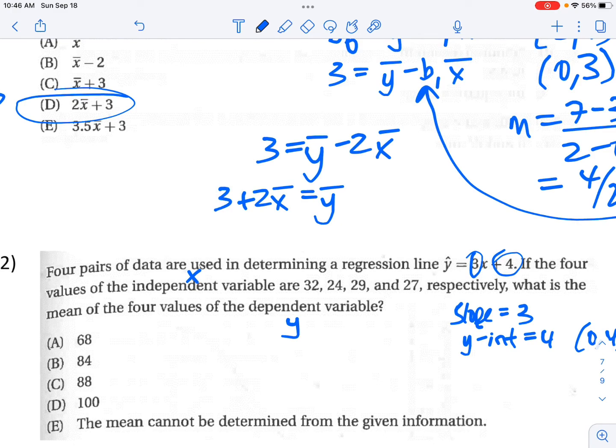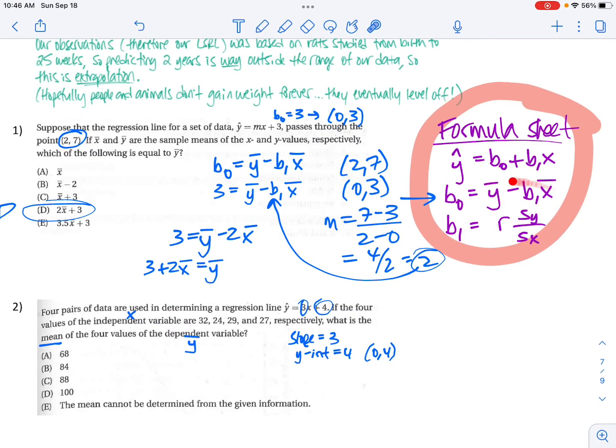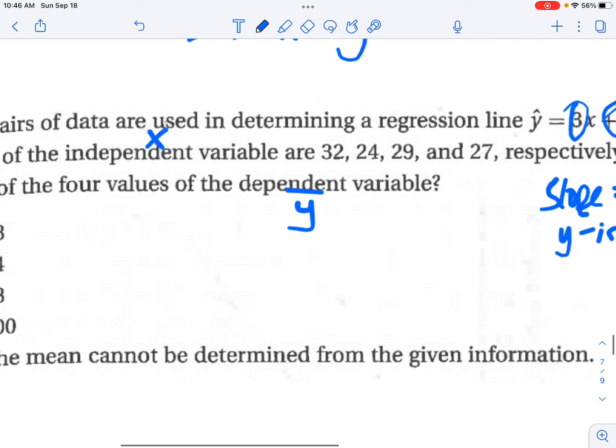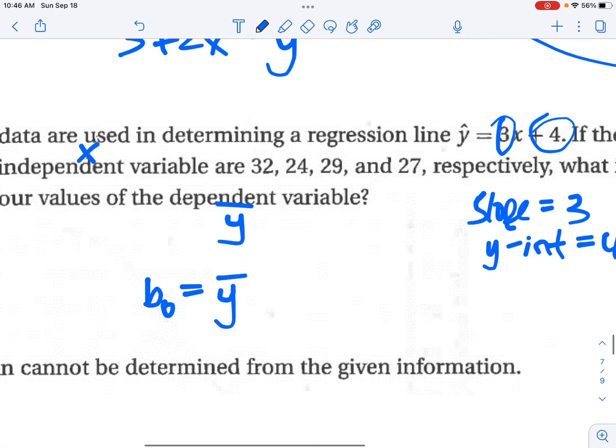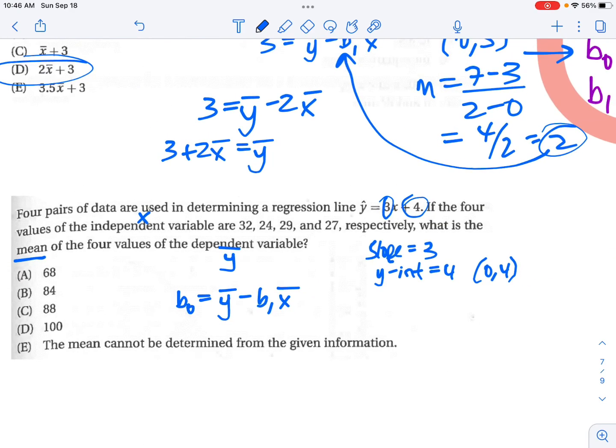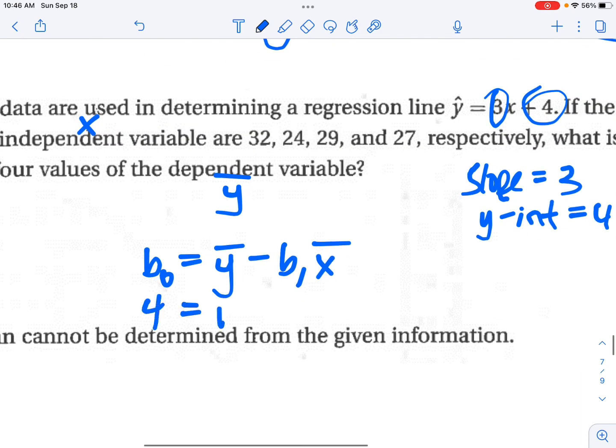Let's see, what is the mean of the 4 values? So I need to find y bar. Okay, I'm going to use this formula again. Cool, so I'm going to copy that down real quick. B sub 0 equals, what was it? Y bar minus B sub 1 x bar. Okay, let's see what we know. The slope is 3. I got that from here, so I can plug that in right there. Do I know the y-intercept? This one? Yes, it's 4. Okay, cool. So I'm going to plug in 4 equals y bar minus the slope was 3 x bar.